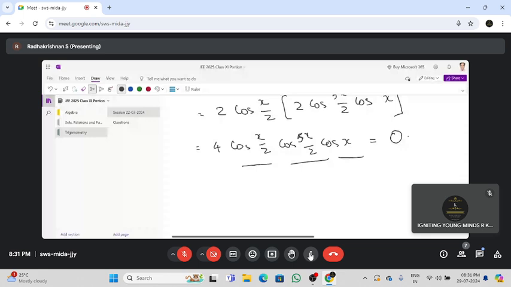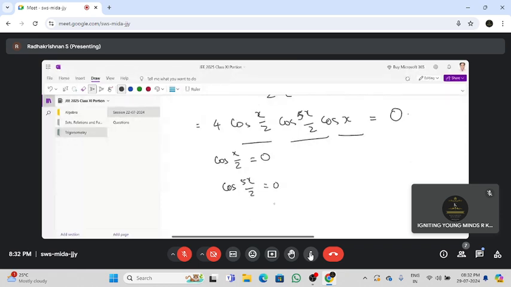This means either cos of x by 2 equal to 0 or cos of 5x by 2 equal to 0 or cos of x equal to 0. So what are the solutions? Cos 90 is 0. Therefore, we have to equate each value to pi by 2. Not only pi by 2. In the range of 0 to 2 pi, what are all the values possible? Odd multiples of pi by 2, that is pi by 2 and 3 pi by 2. X equal to pi by 2 or 3 pi by 2. Okay?